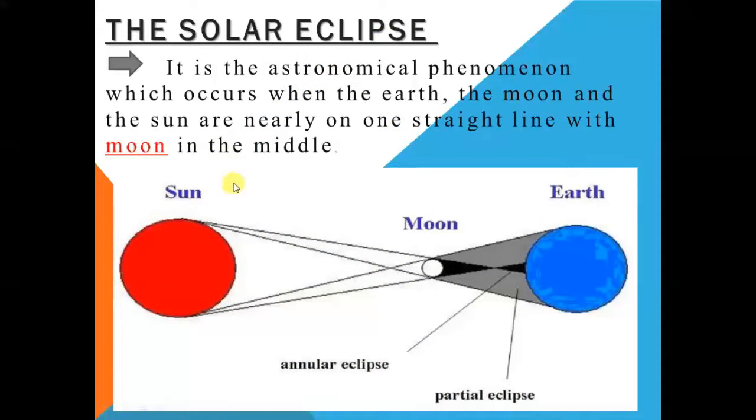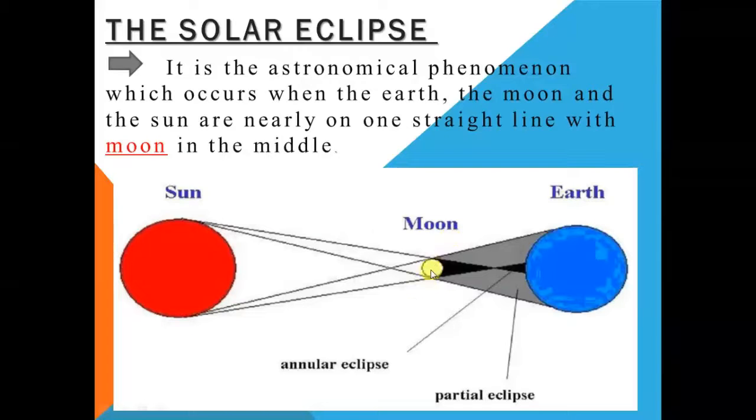In the beginning, we have to know what the solar eclipse is. A solar eclipse is an astronomical phenomenon that occurs when the earth, the moon, and the sun are all nearly in a straight line, with the moon in the middle. I hear some of you telling me, no, I don't understand. Okay, let's explain one more time. A solar eclipse occurs when the sun, the moon, and the earth are in a straight line, with the moon in the middle.